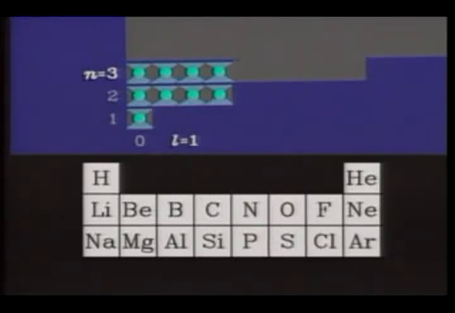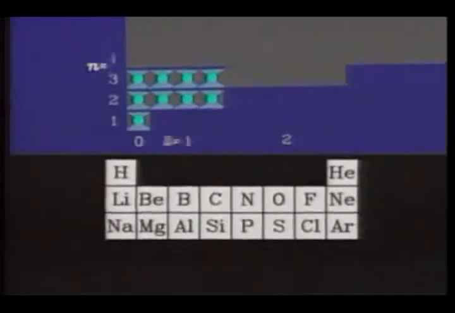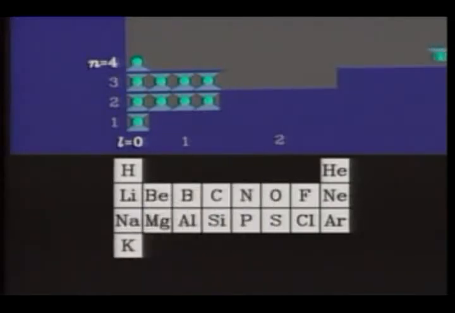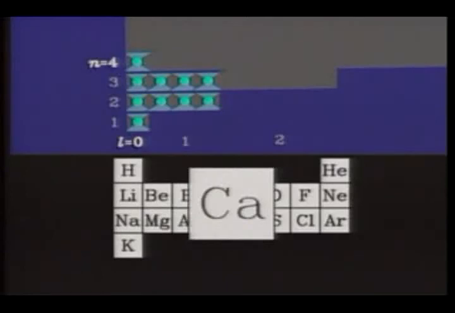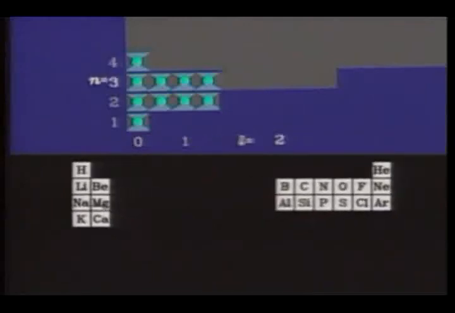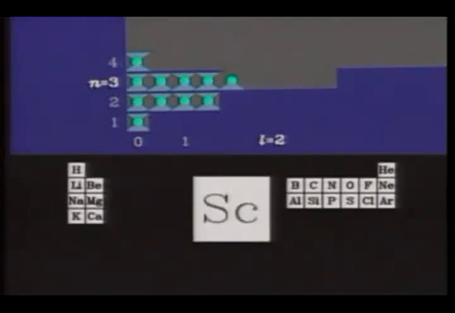But then a funny thing happens. Because of forces between electrons, the next lowest energy orbitals aren't the ones with L equals 2. Instead, a couple of slots in the n equals 4 shell get filled first, making potassium, and calcium. Each element displayed in this way has chemical properties similar to the ones above it and below it in the periodic table.